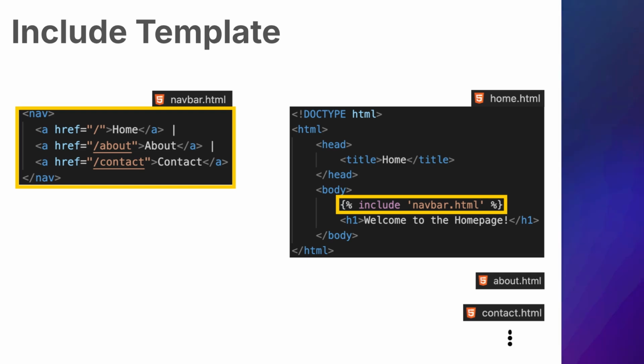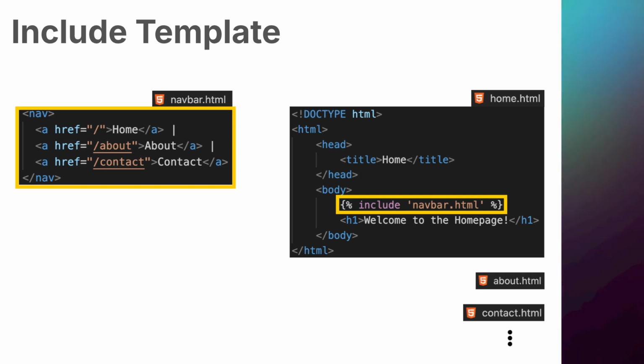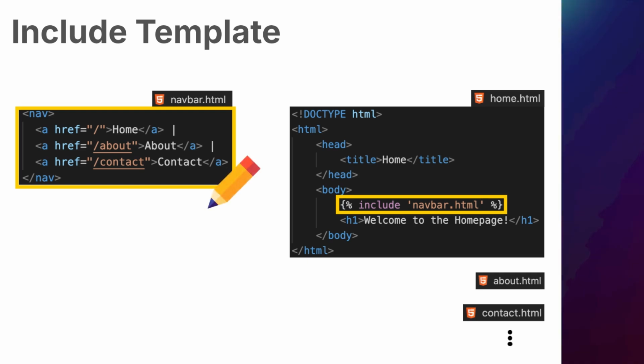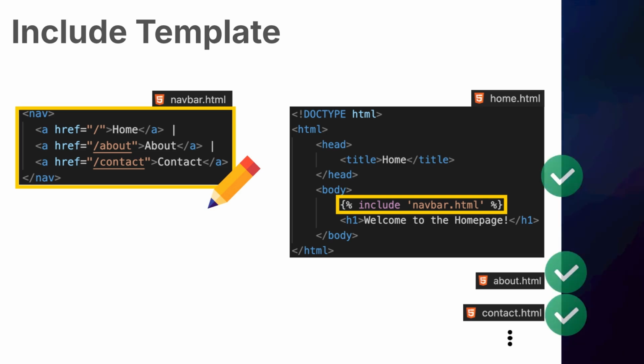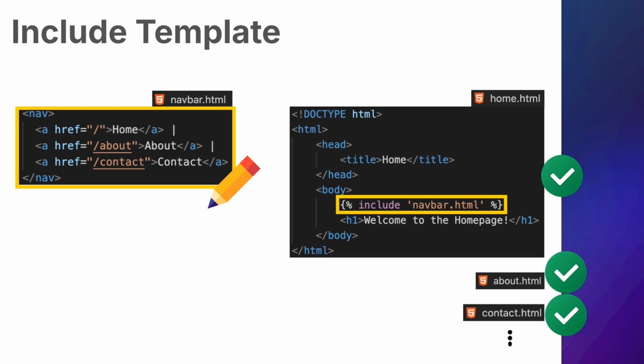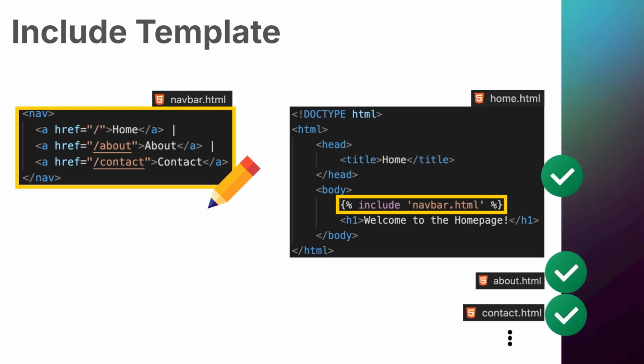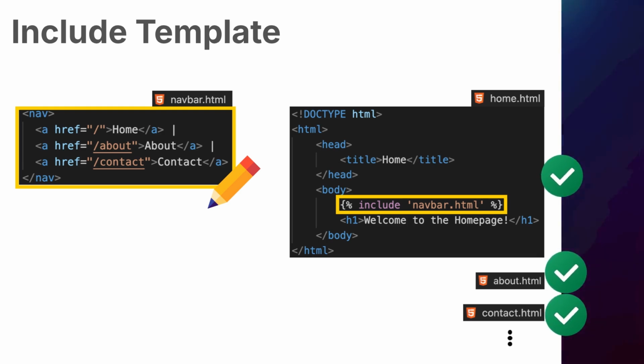If you want to make some changes to the navigation bar, you just need to change the navbar HTML file. Then the changes will be applied to the other files that use include. So it helps to avoid repeating the same code in many files. Also, it makes your templates easier to update. Just update one file.